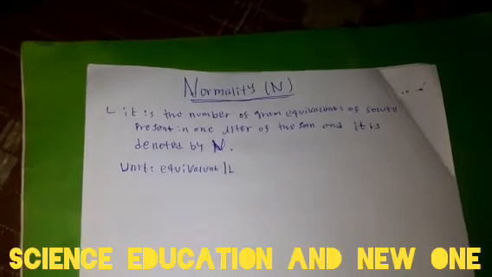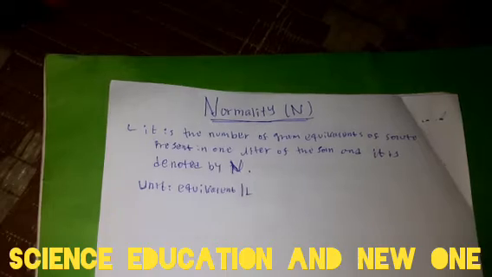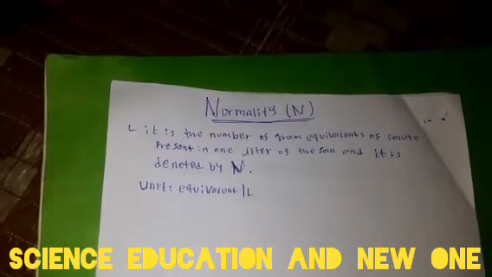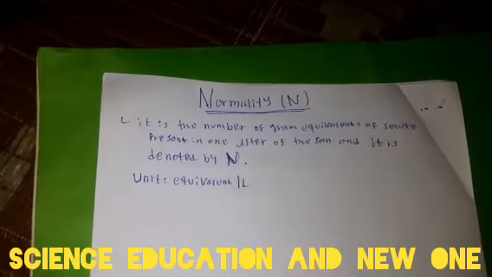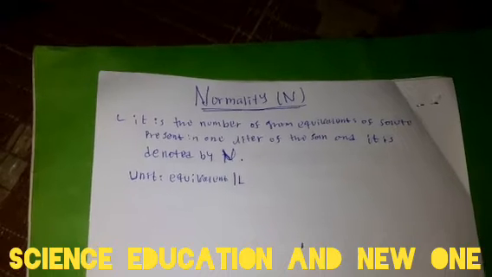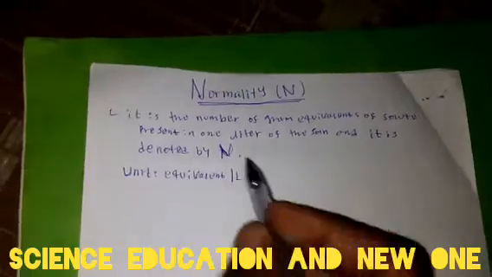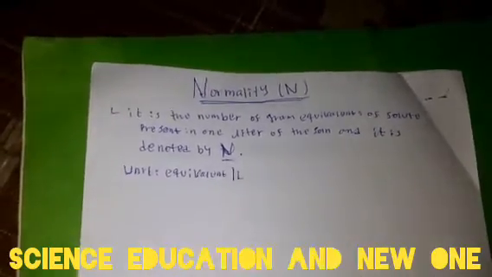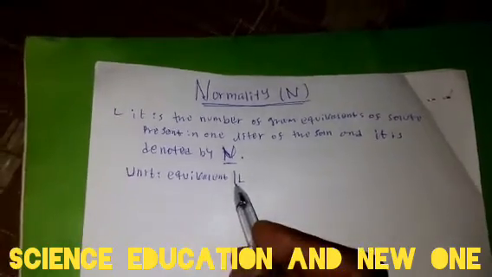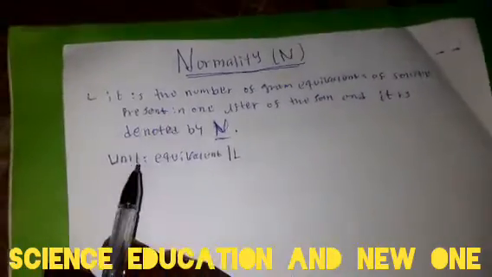Let us start from the normality. What is normality? It is the number of gram equivalent of solute present in 1 liter of solution and it is denoted by the capital N. Unit of the normality is equivalent over liter. What is the formula of the normality?